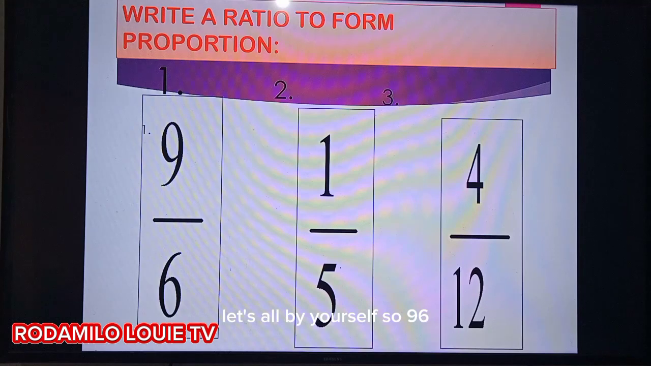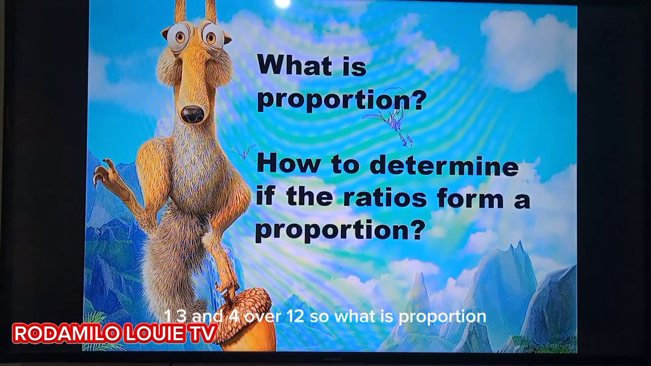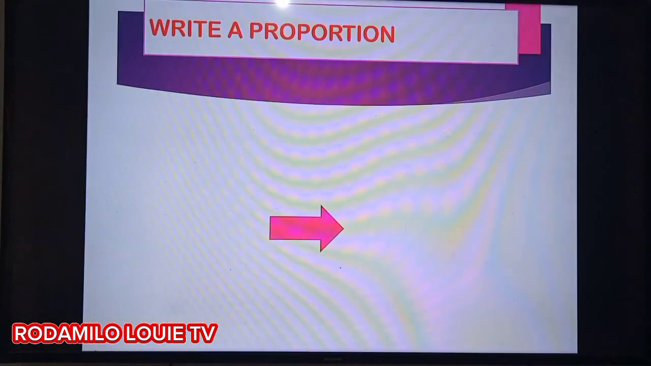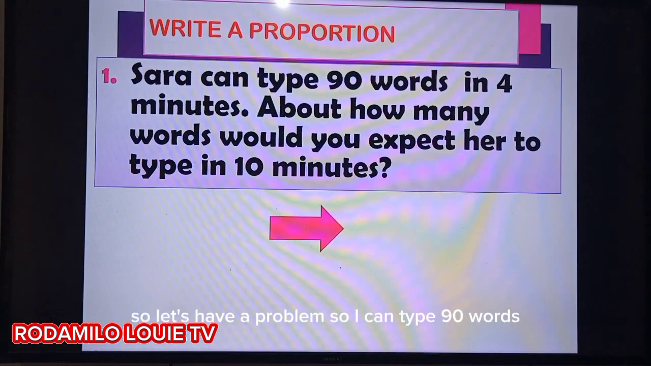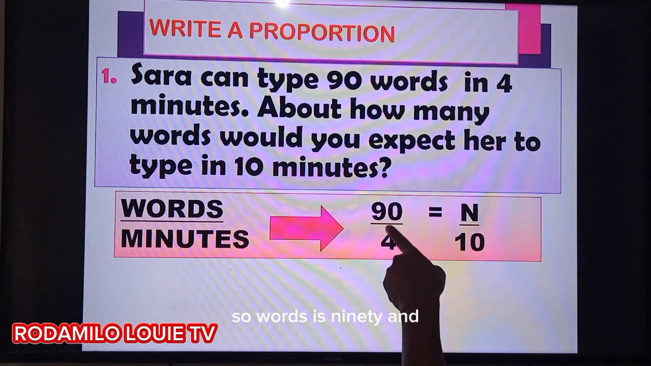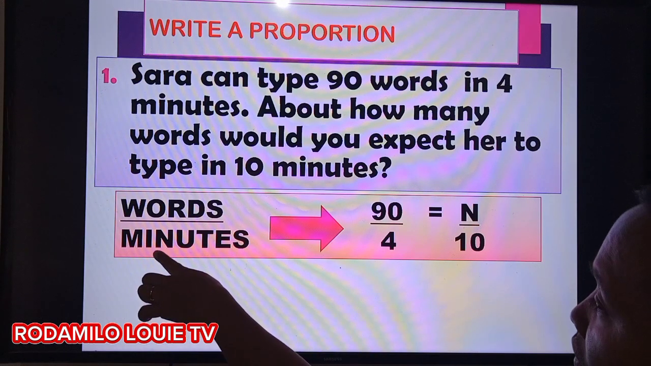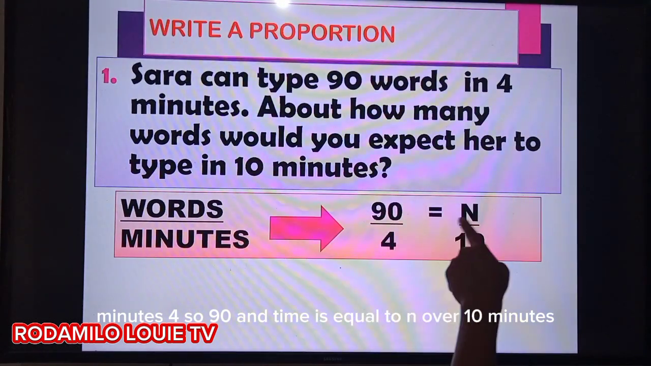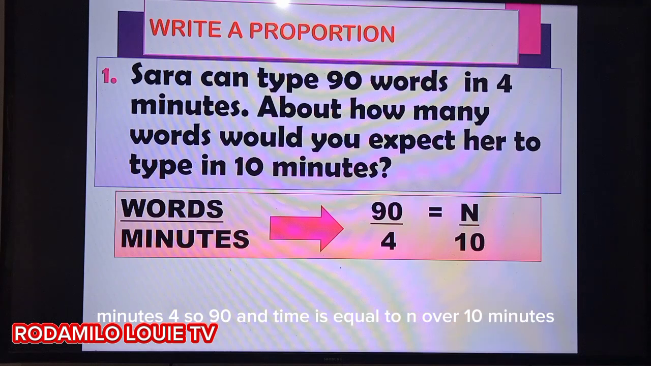So 9 is to 6, 1/5, and 4 over 12. So what is a proportion? How do we determine if the ratios form a proportion? Let's have a problem. Sarah can type 90 words in 4 minutes. About how many words would you expect her to type in 10 minutes? Words is 90, minutes 4, so 90 over time 4 is equal to n over 10 minutes.